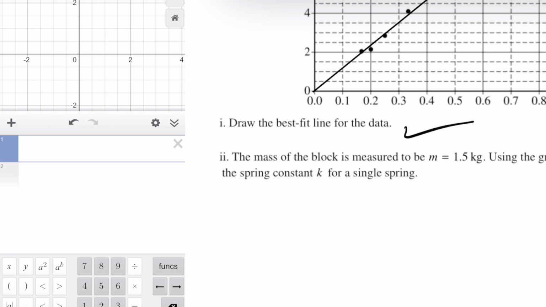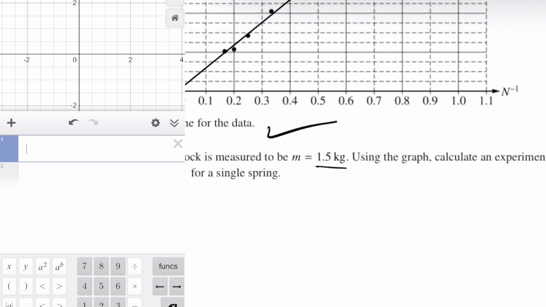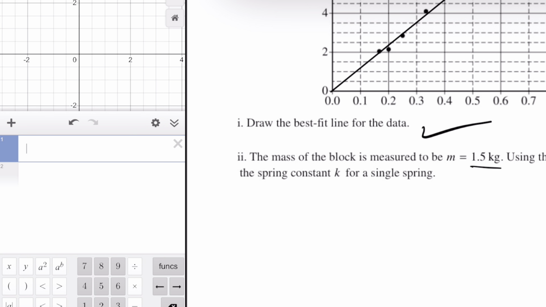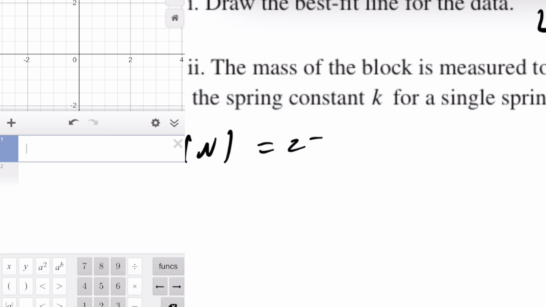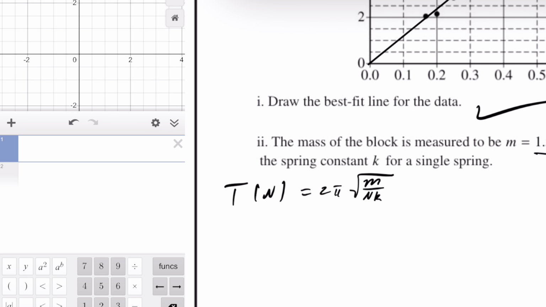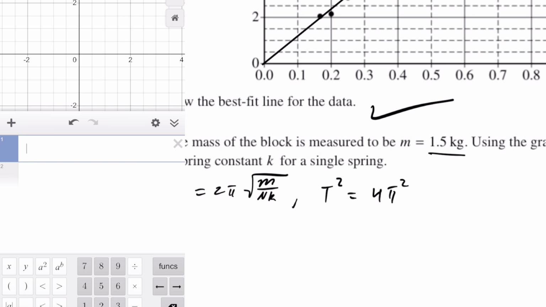The mass of the block is measured to be 1.5 kilograms. Using the graph, calculate an experimental value for the spring constant K for a single spring. Okay, so let's pull back that equation. So it was T as a function of n is equal to 2 pi square root m over nk. So if I get T and I square it, that's going to equal 4 pi squared times m over nk.